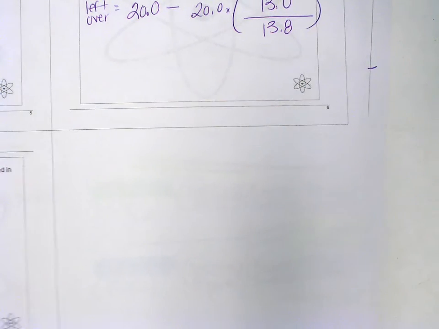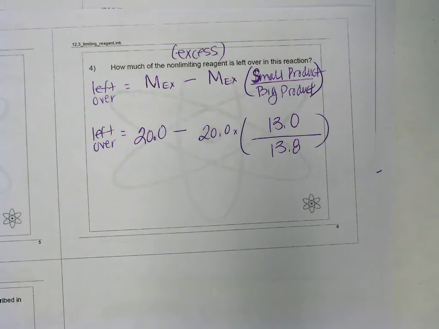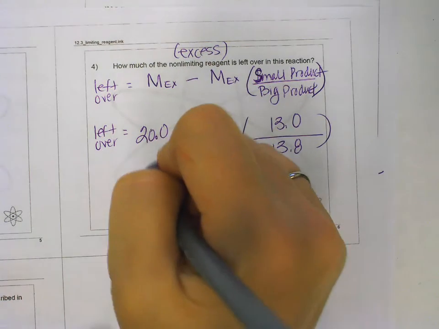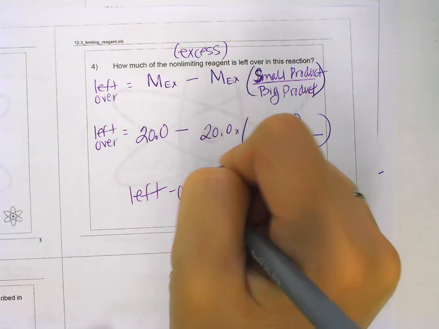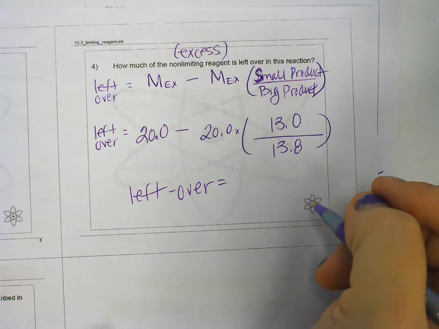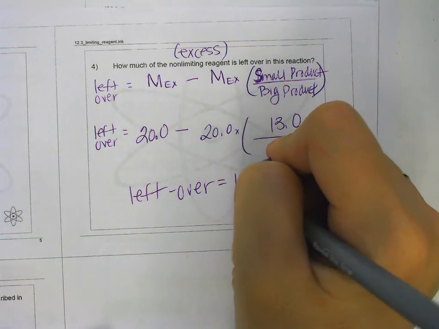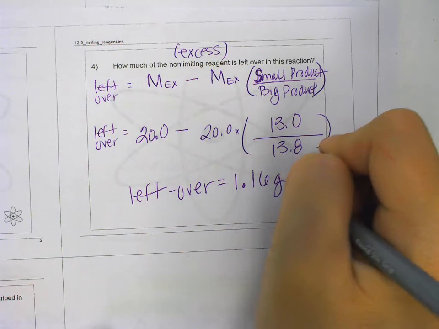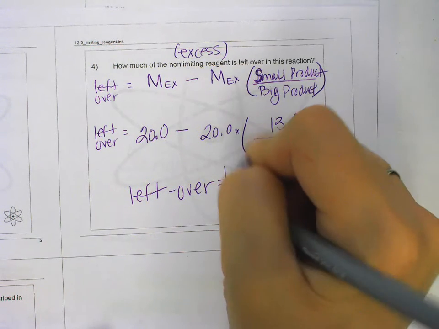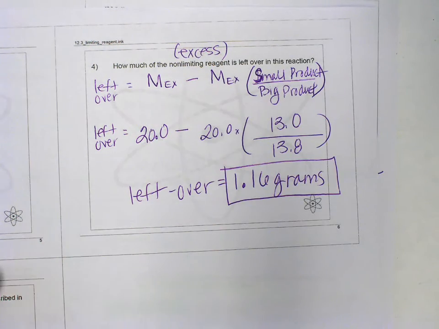So if I now do that calculation as is on my calculator, 20 minus 20 times 13 divided by 13.8, that is going to tell me how much of my excess reagent is left over. And I got 1.16 grams. All right, 1.16 grams.